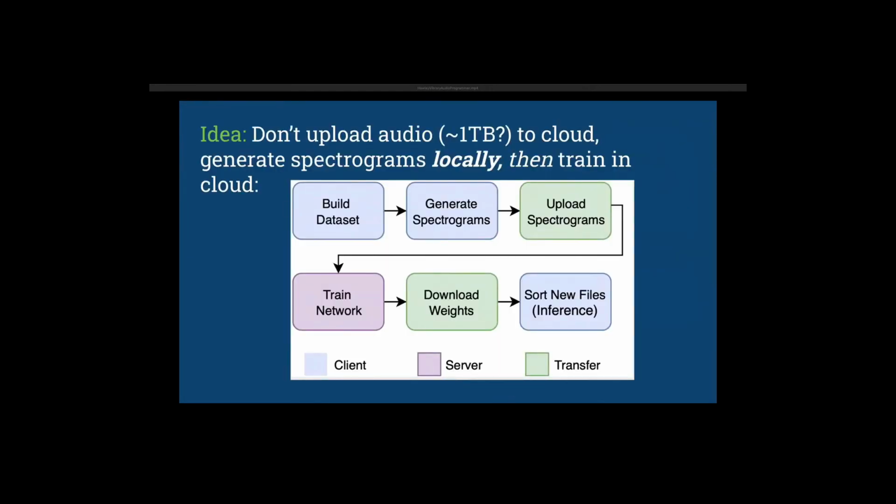All right, so one idea is don't actually upload the audio to the server in the cloud. Instead, generate the spectrograms locally using the user's CPU and then upload them and train on the cloud. So the basic workflow goes, you, the user, build the data set. The client will generate the spectrograms. It'll upload those spectrograms, train the neural network, and then you'll download essentially a copy of the neural network. You'll download the weights that make up the neural network. And then the Vibrary client will execute a copy of that neural network in what we call inference mode.